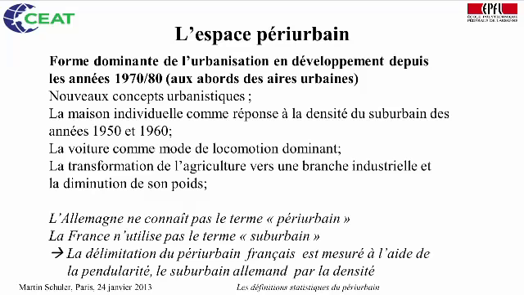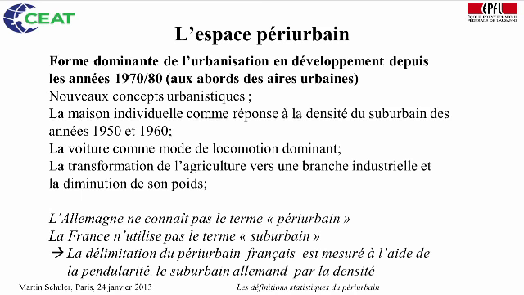Peri-urban spaces are the main form of urbanization, have been since the 70s or 80s. New urbanistic concepts, the detached house as a response to suburban density, cars as the main mode of transport, the shift from agriculture. These are so many key aspects.